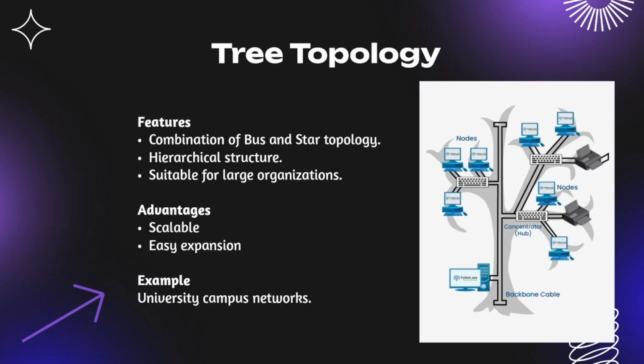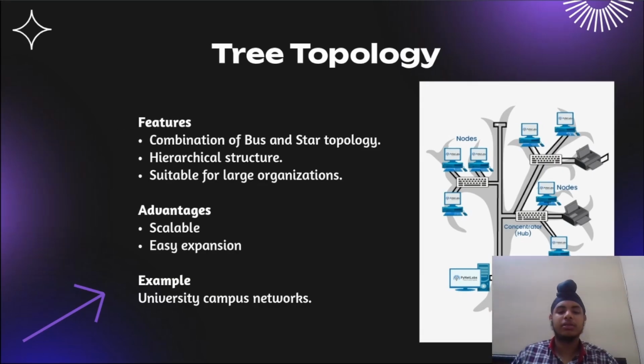Now let's move on to tree topology. Now comes the next topology, which is tree topology. Tree topology is a combination of both bus and star topology. It is very suitable for large organizations. It is scalable, easy to expand. Example, university campus network. As you can see in the image, there is a backbone cable which connects different bus networks, which are all connected to one backbone cable, and it can be said to be a mixture of bus and star topology.